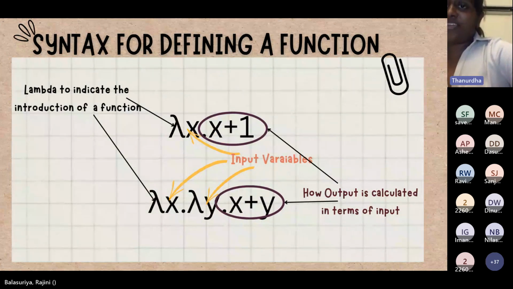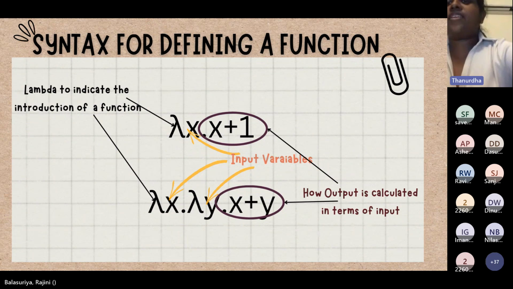So in this slide, we have explained how to actually define a function using lambda calculus. The lambda sign, as Ramindu explained, is used to indicate the introduction of a function. So we're going to write the lambda sign, then the input variable, and then a period, as Nilasi explained. After the dot, we explain how the output is calculated in terms of the input. It's important to remember that if we have two input variables, we have to indicate the introduction of a function using the lambda sign for both of them, not just one.